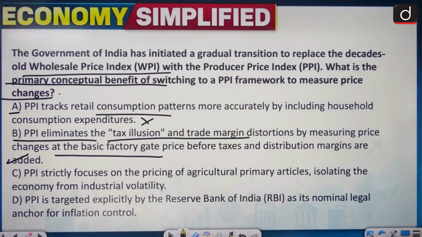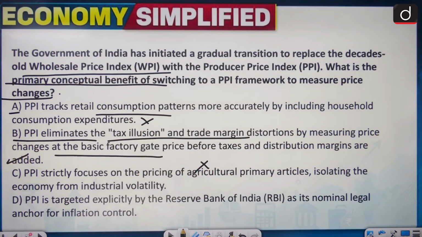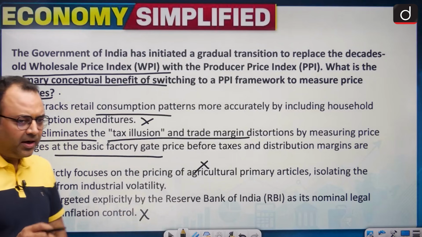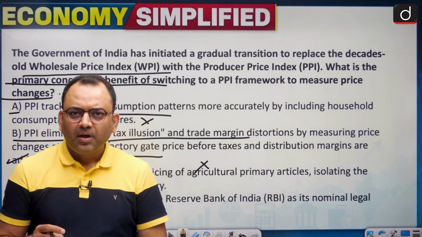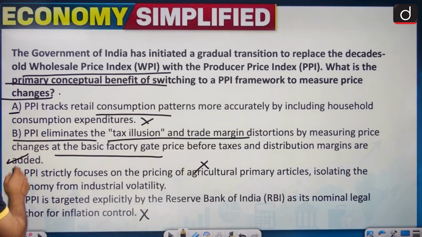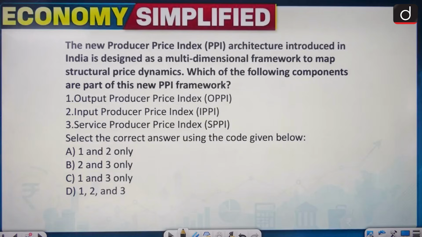Third, PPI strictly focuses on the pricing of the agriculture articles. This is incorrect. No, friends, it's not RBI's anchor. RBI's anchor is CPI. RBI takes the consumer price index to measure the inflation, and that's why here the answer is B. B is the correct statement, right?